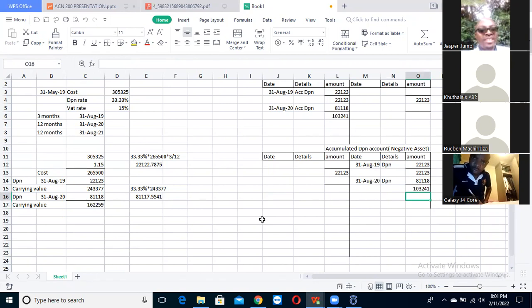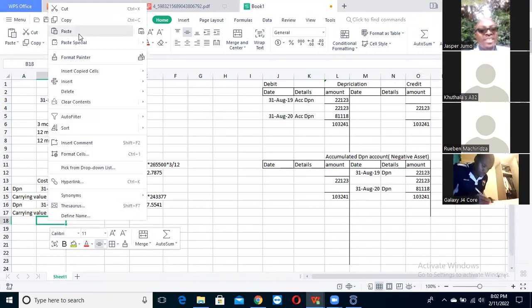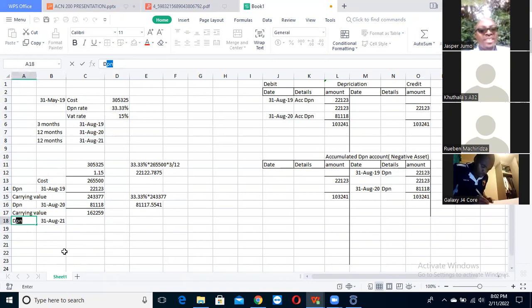What is on the depreciation account should always be equal to what is on the accumulated depreciation account, because the amounts we are putting in one account are the very same as we are putting in the other account. So they must always be at par. That's how we know that we are observing the double entry principle. So we want to move on to the last period, which is 31st of August 2021. And the first step is to calculate depreciation for that year.